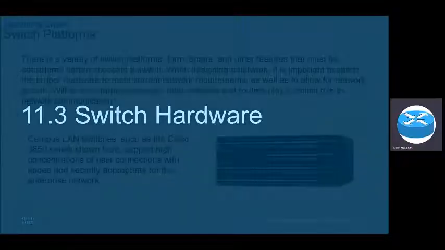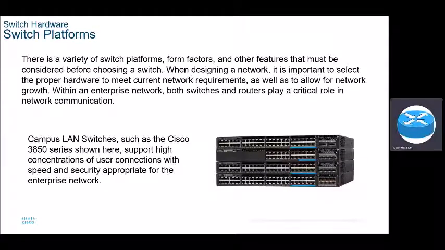Okay, switch hardware. There is a variety of switch platforms, form factors and other features that must be considered before choosing a switch. When designing a network, it is important to select the proper hardware to meet current network requirements, as well as to allow for network growth. Within an enterprise network, both switches and routers play a critical role in network communication. Campus LAN switches, such as the Cisco 3850 series shown here, support high concentrations of user connections with speed and security appropriate for the enterprise network.